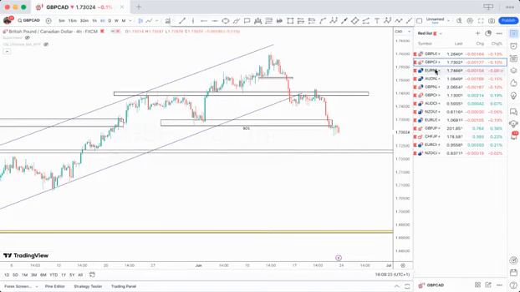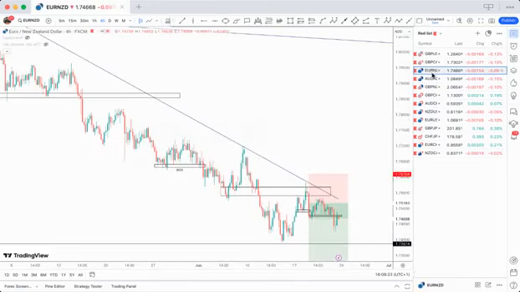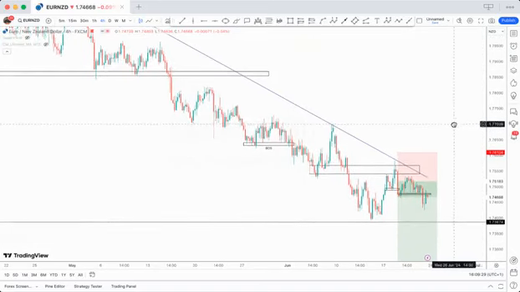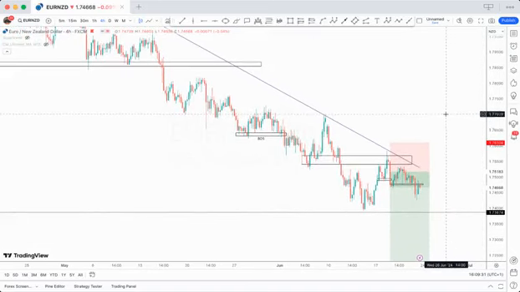So the next one here we have the Euro NZD, the Euro New Zealand. So we're actually anticipating more selling opportunity.